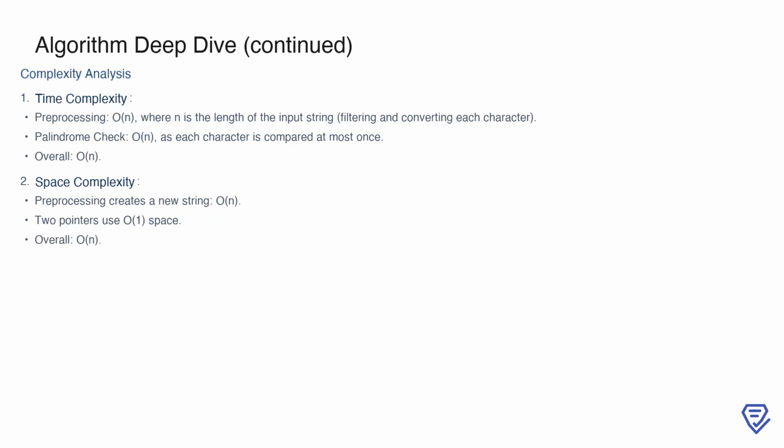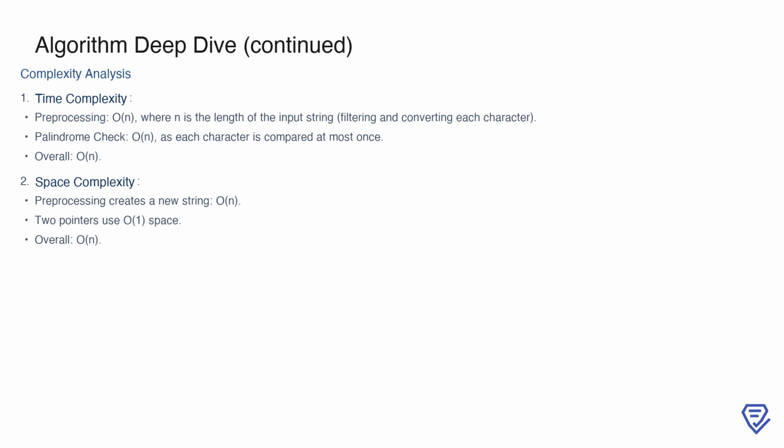Analyzing the algorithm's complexity, we find that it is very efficient. The pre-processing step, which involves filtering and lowercasing the input string, has a time complexity of O(n), where n is the length of the input. The palindrome check, which uses the two-pointer technique, also runs in O(n), as each character is compared at most once.